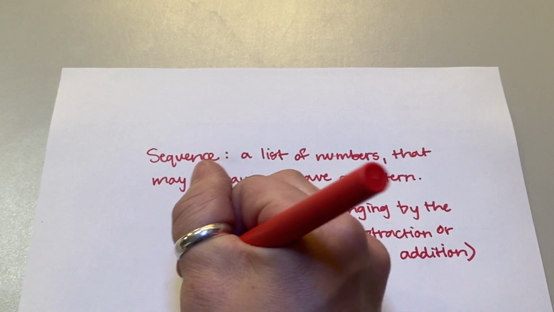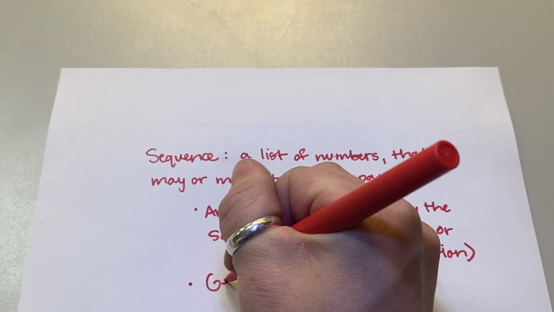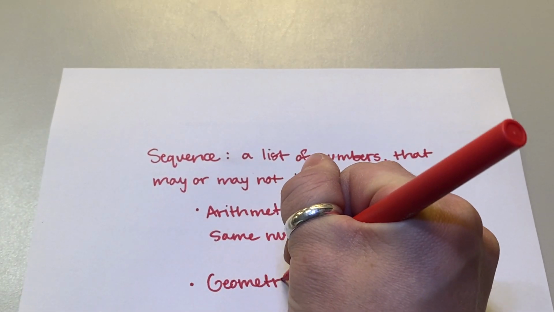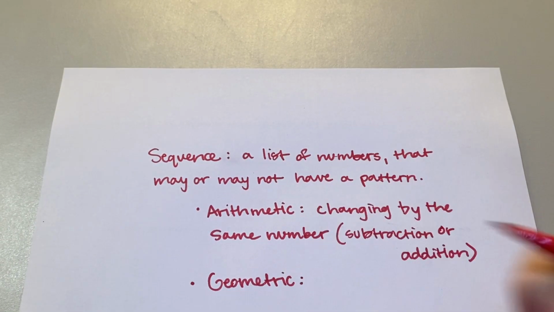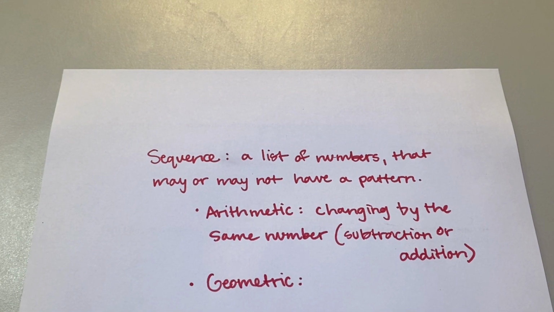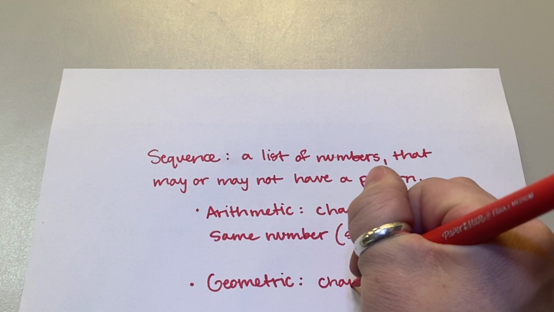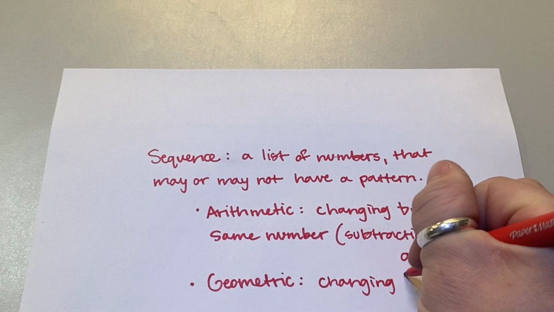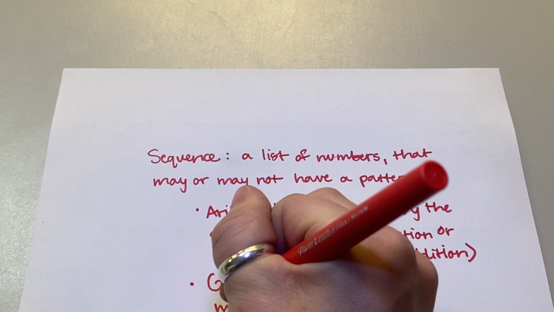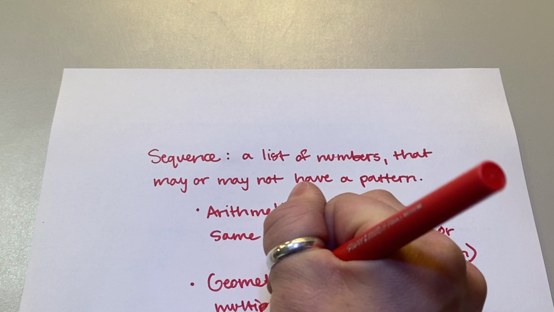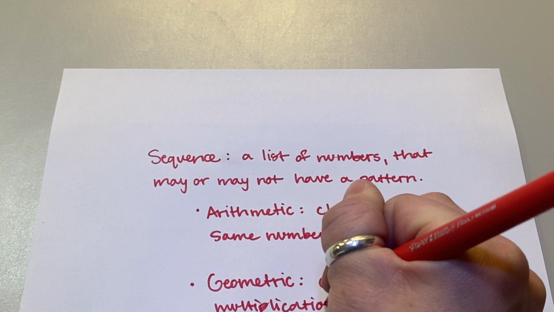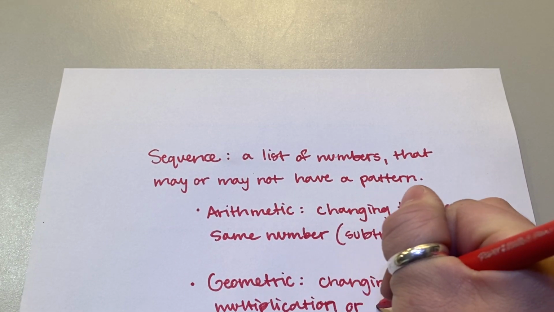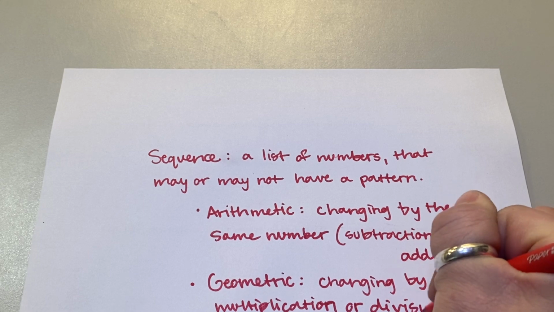Alrighty. Our next type of sequence is called a geometric sequence. This is one where it's changing by multiplication or division.